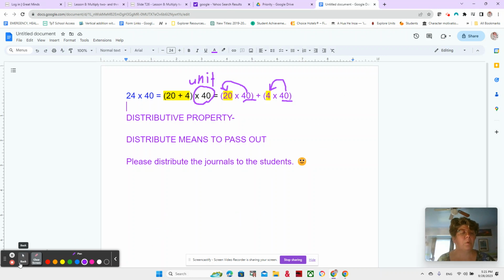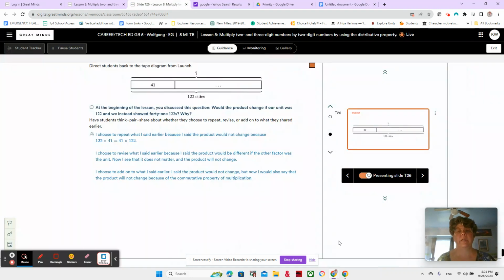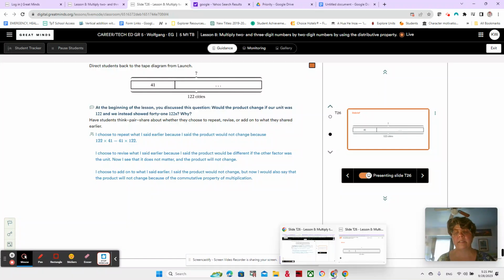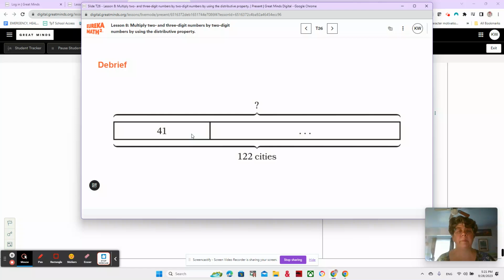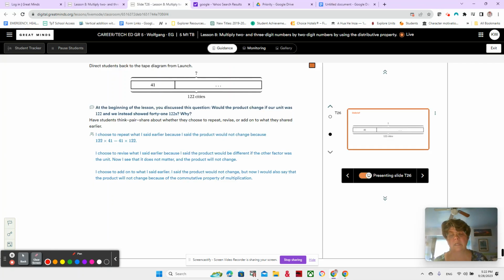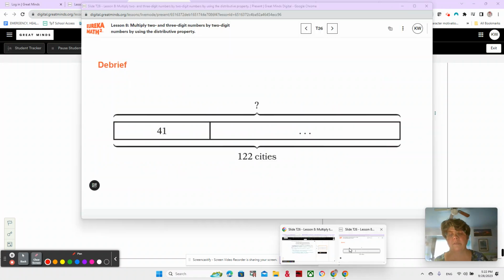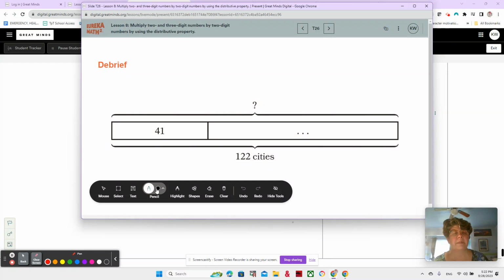And then one more thing we're going to talk about right here in one of our slides. There we go. Okay, this is the problem that we probably talked about in person in class, and maybe today or maybe on a different day. The question was, would the product change if our unit was 122 and we instead showed 41 122s? Oops, sorry about that. Let me get that back for you. So I guess I'll use this pen.